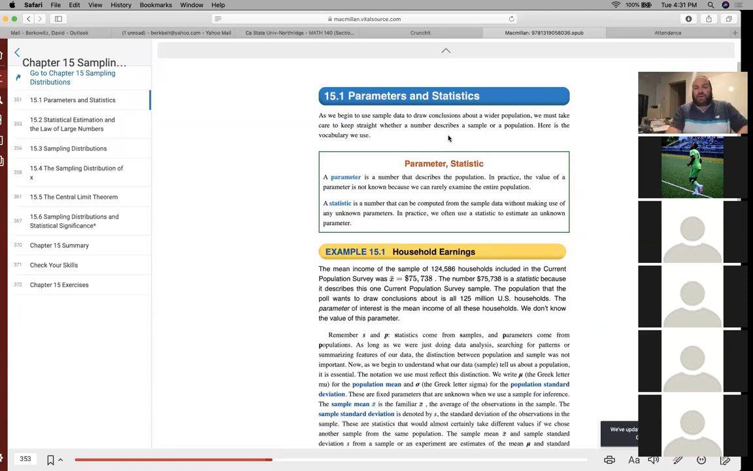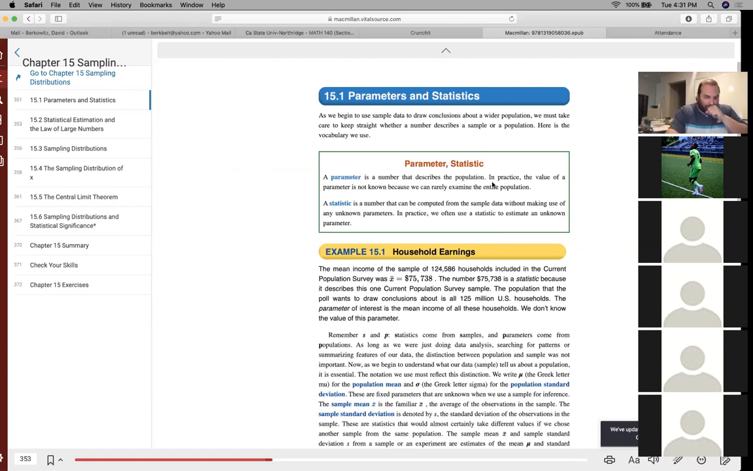At its core is the following, right here. At its core is the difference between a parameter and a statistic, okay? A parameter is a number that describes the population. So for example, if I'm interested in the average height of every single American, that value, that average height of every American, that's a parameter because you're describing the entire population.